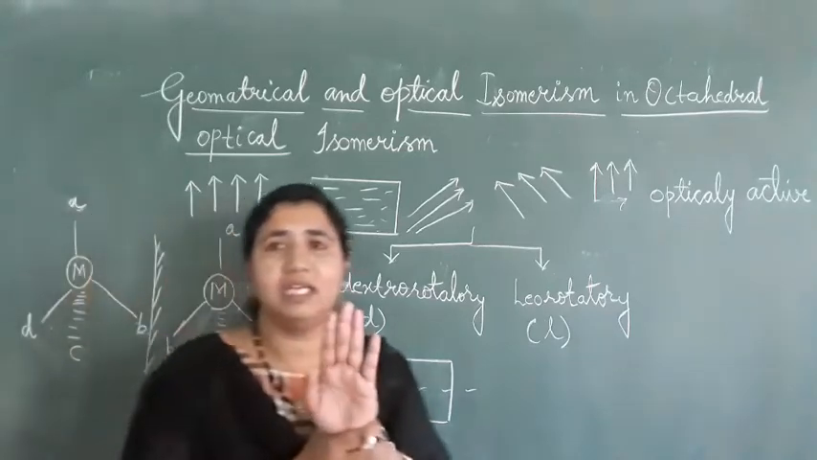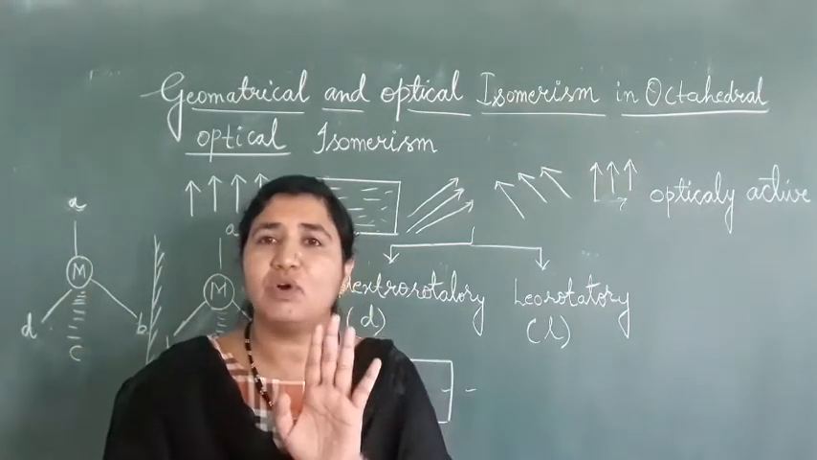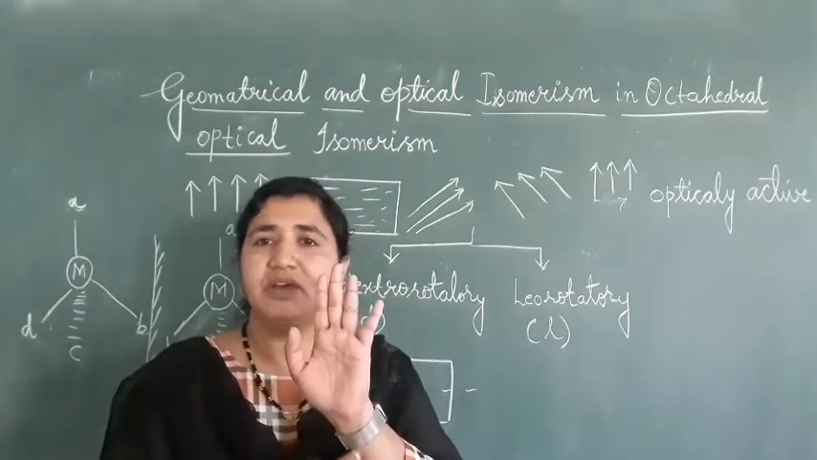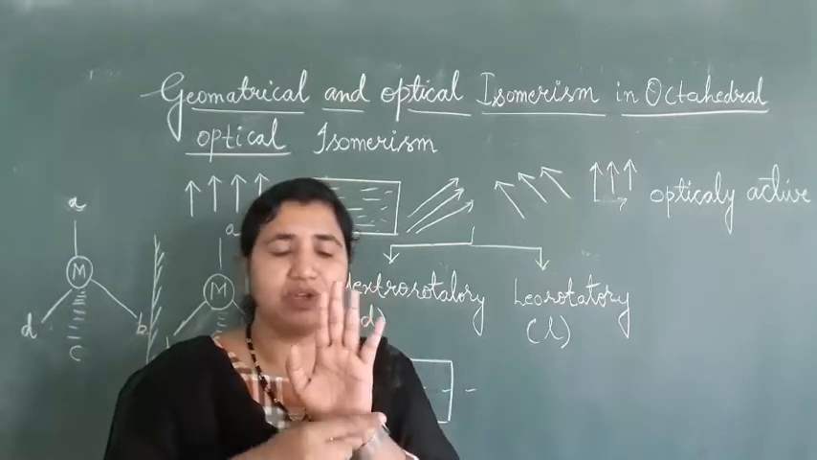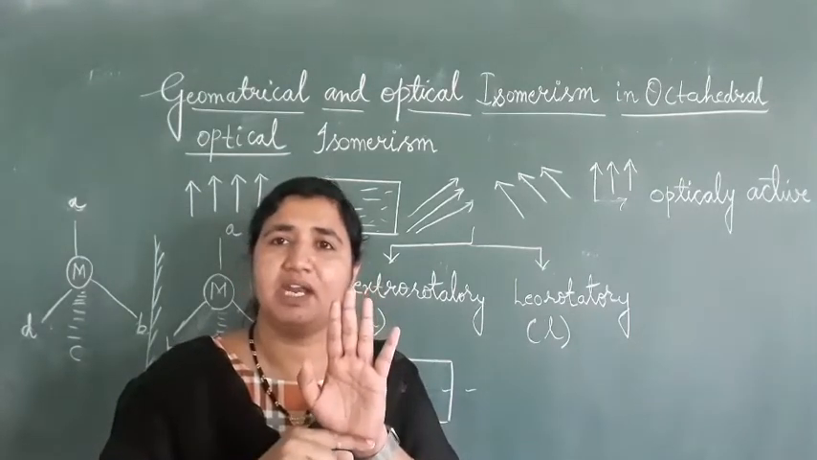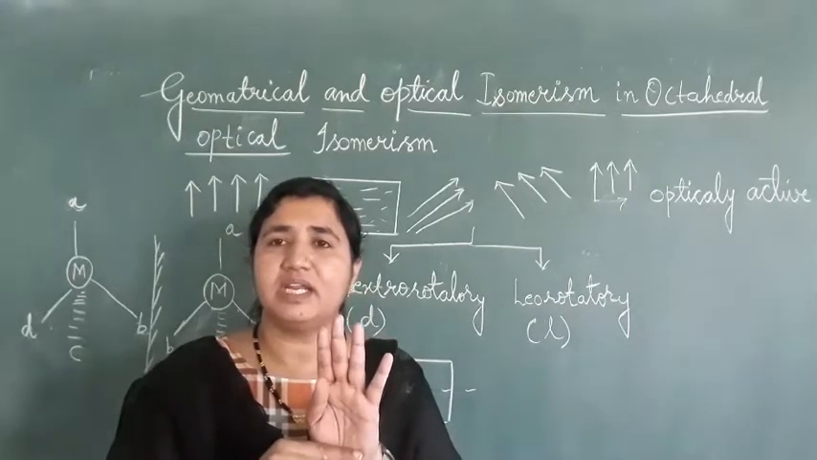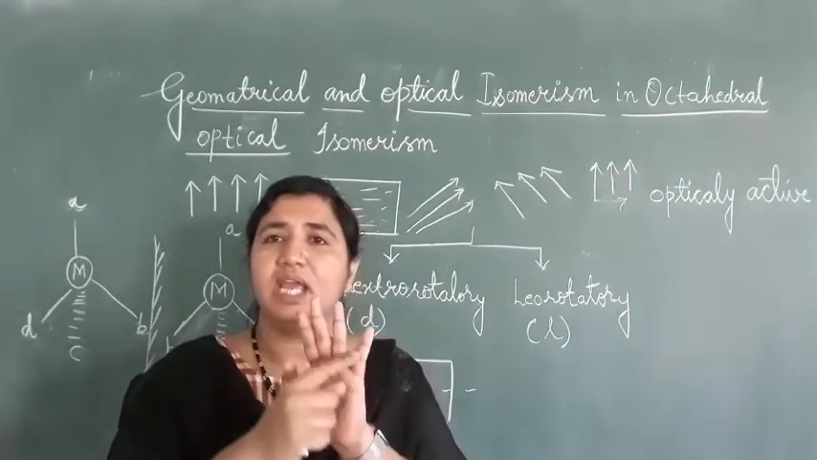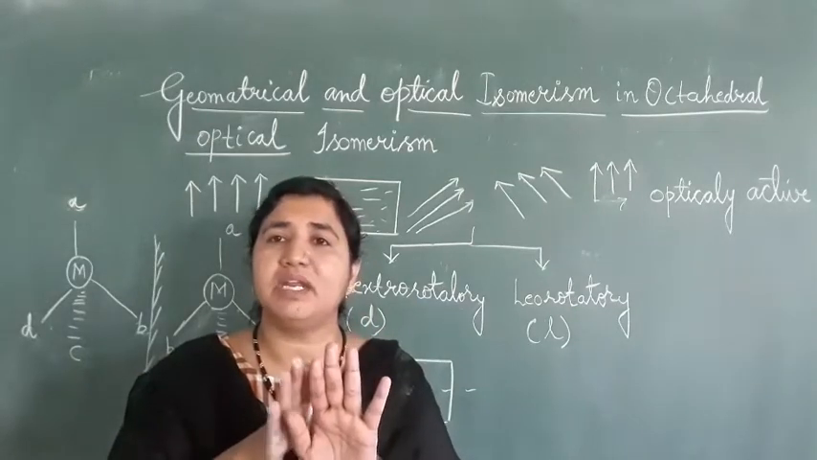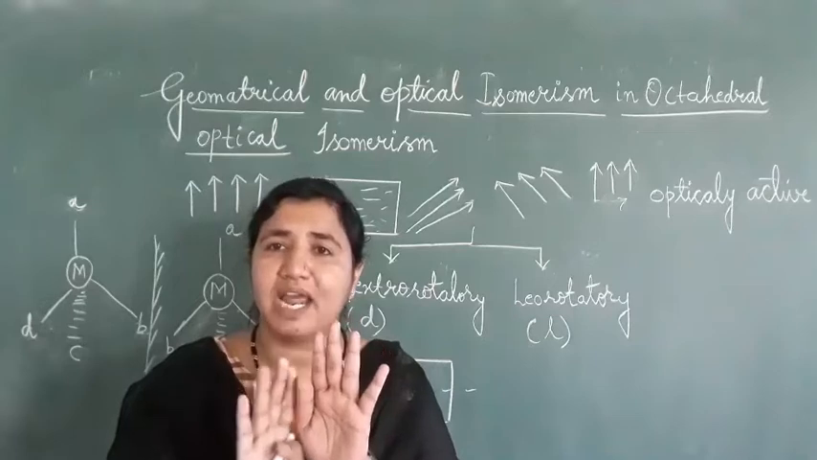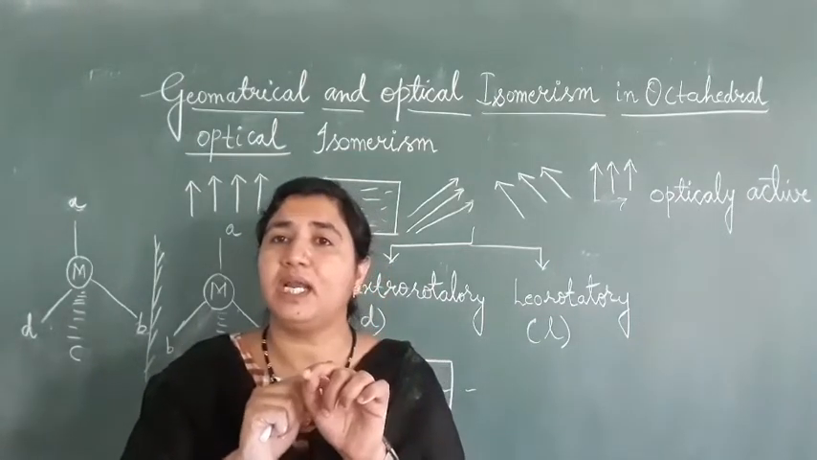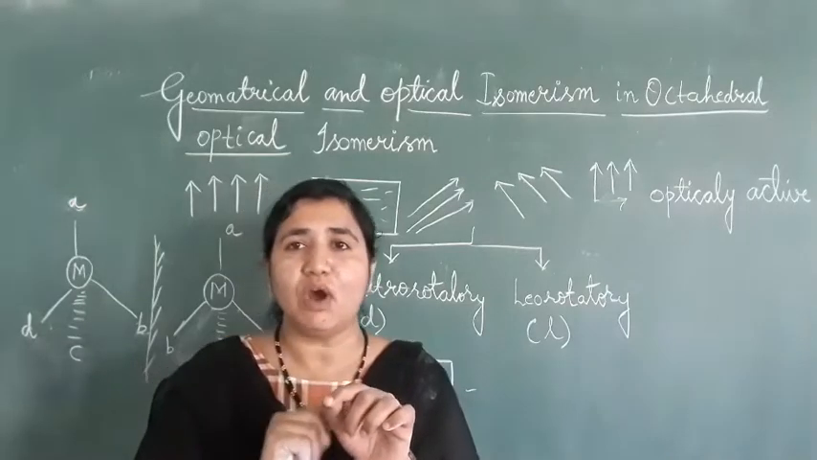But in our hand, there is no plane of symmetry. If we cut our hand from this side, we will not get equal halves, or if we cut this way also, we will not get two equal halves. So this structure does not have a plane of symmetry. The mirror image of our hand is non-superimposable, so they will show optical activity.